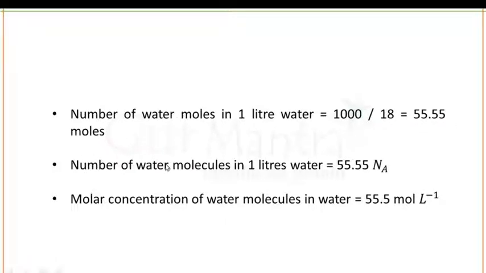If we talk about the number of water molecules in 1 liter of water, then this will be equal to 55.55 into Avogadro's number, that is Na. And the molar concentration of water molecules in water is also equal to 55.55 mole per liter. Okay, so these were some points related to water. You have to remember, you have to memorize all the points.